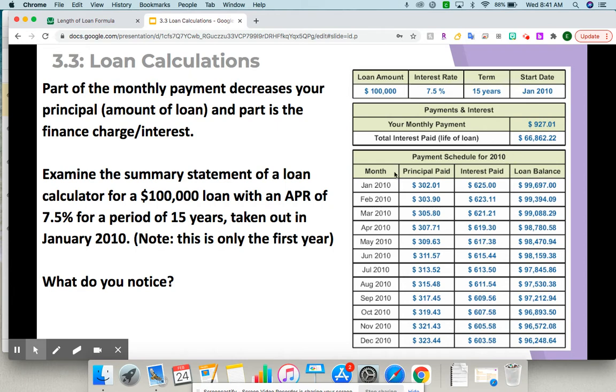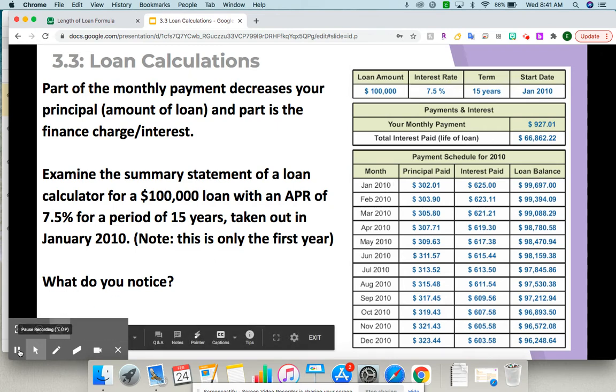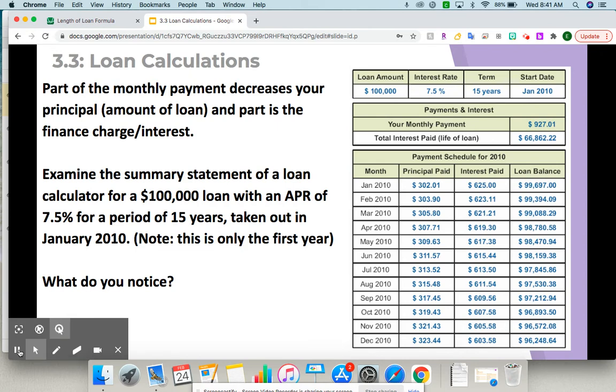Take a look at the payment schedule for the very first year of this loan. And what do you notice? Pause the video and then hit play after you've figured it out.